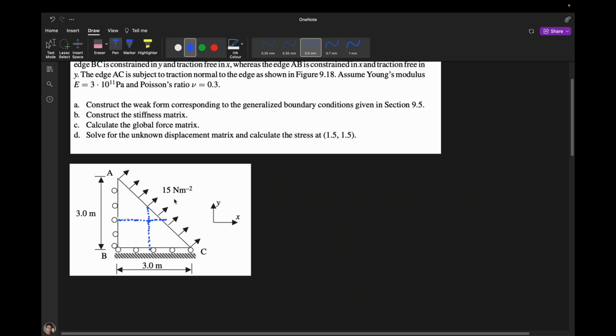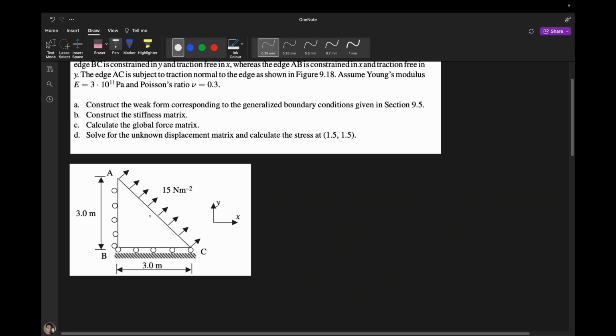So what will be this length? This will be 3 root 2. And what will be this height? Okay, first see where 1.5 is, then we will solve it.